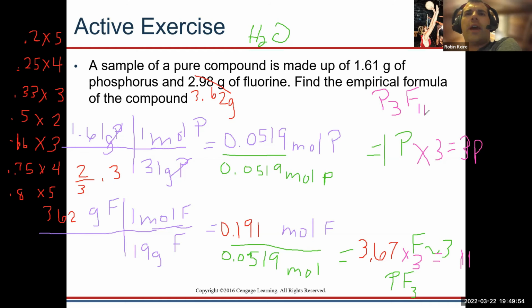Can we do an organic compound? Yes, we can do an organic compound, but not yet. Give me a second. I have another example, which is an organic compound.